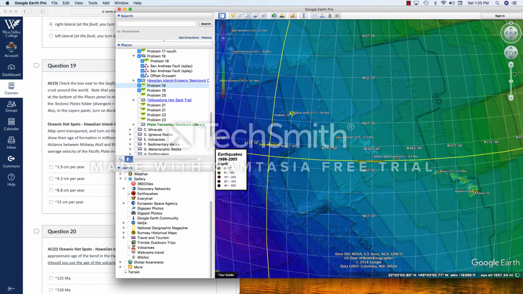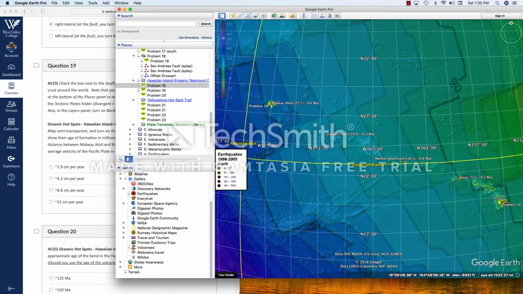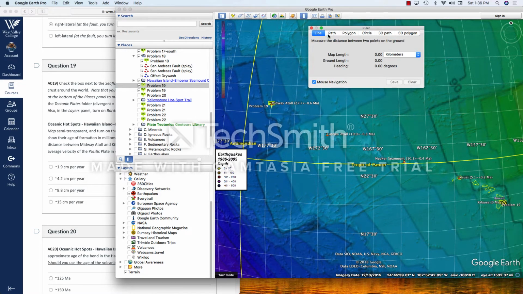So in this one here, they're going to have us measure the distance between the active volcano in Kilauea, which has volcanoes and earthquakes on it, and this Midway Atoll. And again, we want to do it in centimeters. So we'll take our ruler tool, select centimeters, and then we'll click over here on Midway, and then we'll go all the way over here to Kilauea, and it gives us about 245.2 million centimeters. And then note that the age at the Midway Atoll is 27.7 million years old.